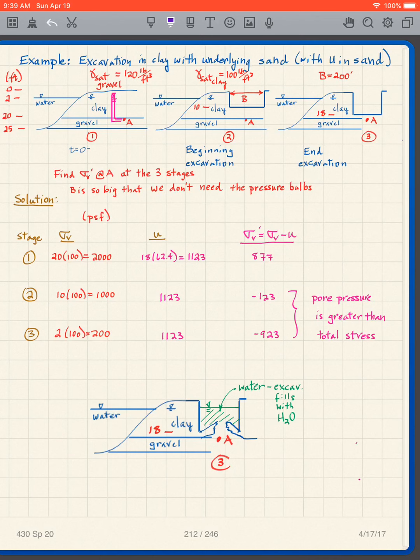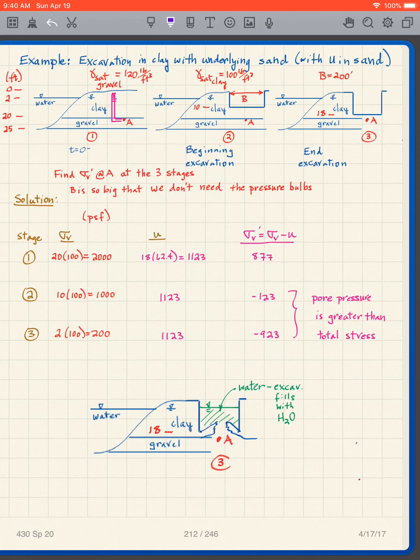And what does that mean? Well, that means that the pore pressure will cause the ground to break, and we're going to have our excavation filled with water. It just breaks through. It's sort of like breaking through a dam.